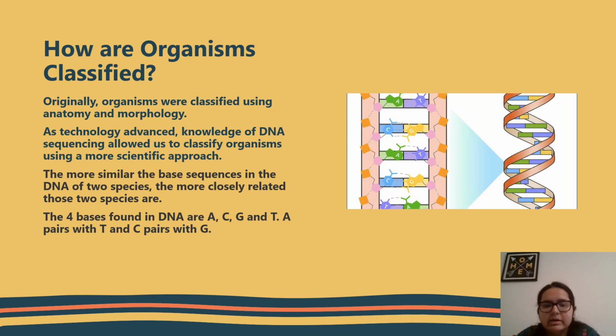So, the more similar the base sequence of two organisms in the DNA, it means they are more closely related. So if the base sequence is very much similar in the DNA, only like one or two bases are different, that means they are very closely related. And the four bases found in DNA are A, C, G, and T. A always pairs with T and C always pairs with G.